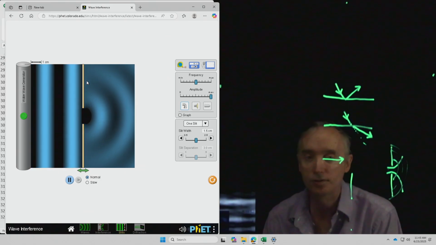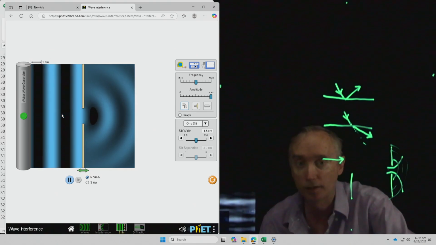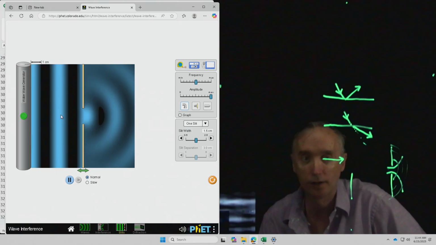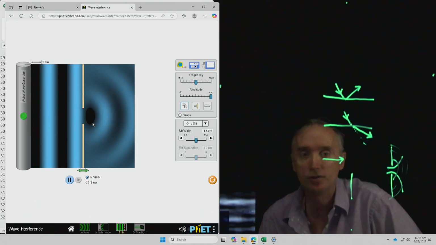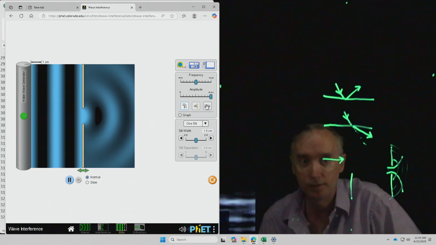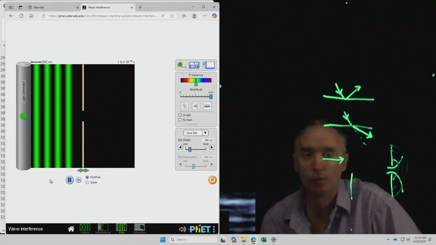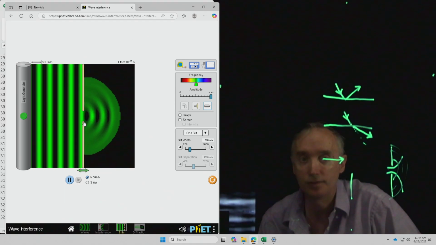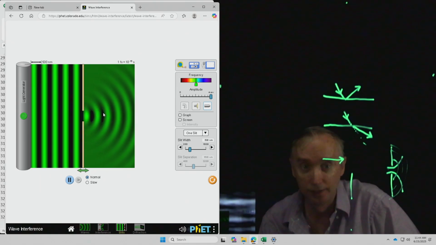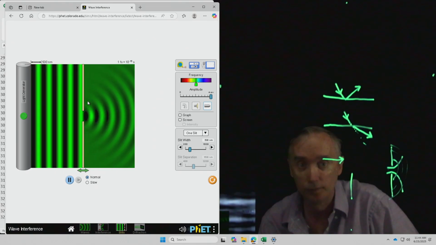Now one of these is corresponding to constructive, and one of them is corresponding to destructive. So which one's which? You should know this already. And I want you to change the wavelength. So it might be better if we go to light. Okay, so there's light waves, and it's approaching a single slit. And it's easier to see in this picture here that it's extra bright here. And then look down here. Do you see it's extra dim?